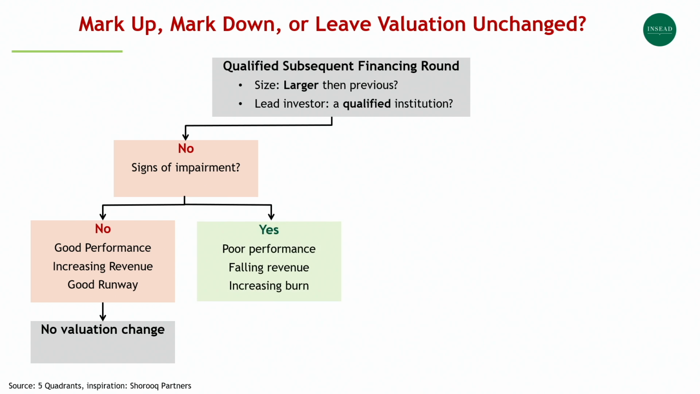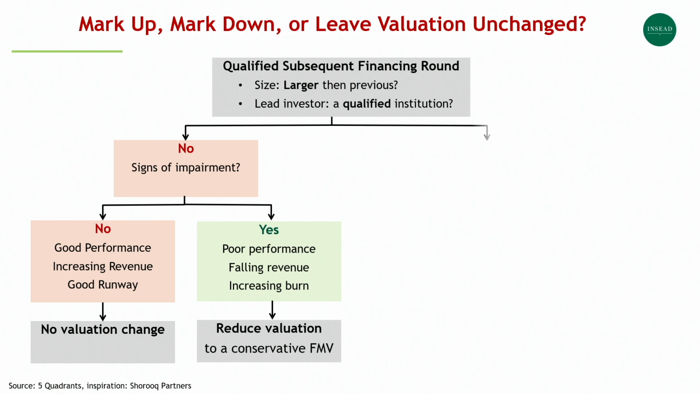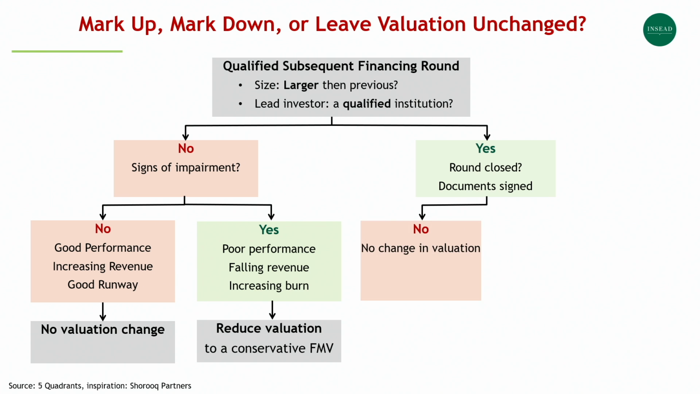If the company has a poor performance, falling revenue, increasing burn rate, and so on, then we reduce the valuation to a more conservative future value. Now, if the qualified subsequent financing round has been raised, the question is whether the round has been closed, documents have been signed, ideally money has hit the bank account. If there's a no, no change in valuation. That means we're just closing that round, allegedly. If yes, we record the post-money valuation and update our valuation when we report to our investors.